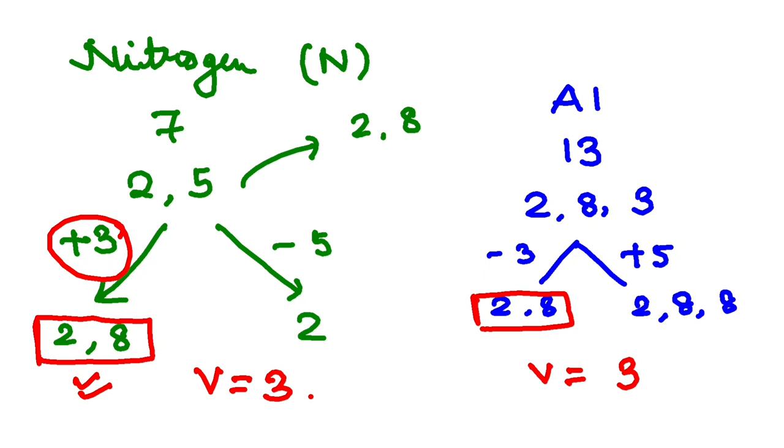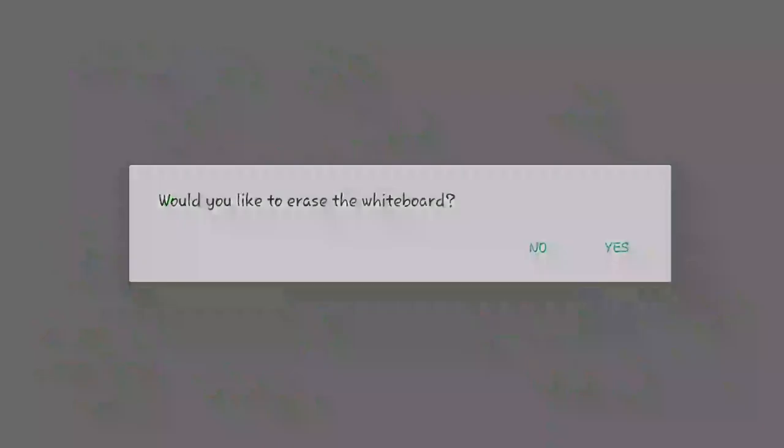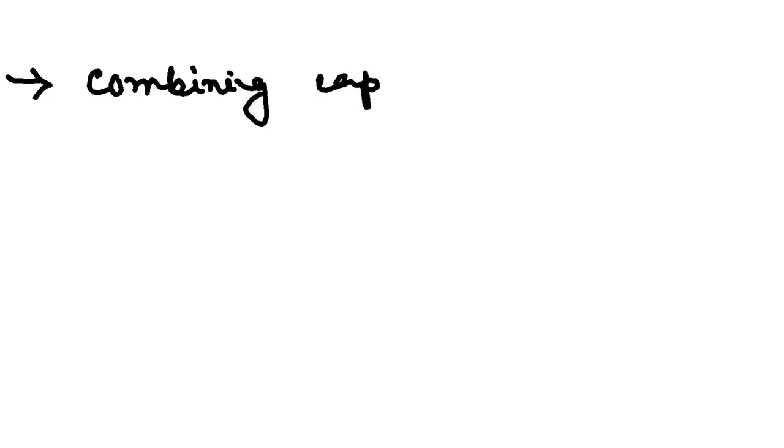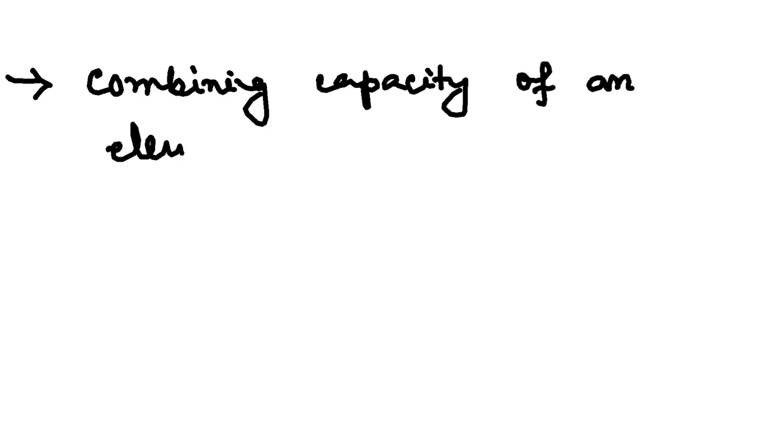It's all about understanding what the atom of the element is going to do to become stable, and that is why valency, remember I told you I'll define it at the end. So valency is defined as the combining capacity of an element.